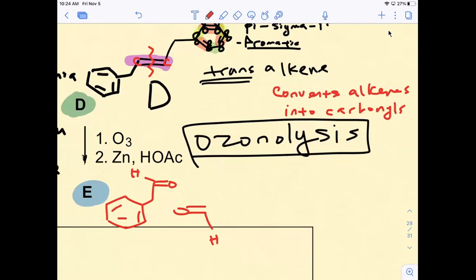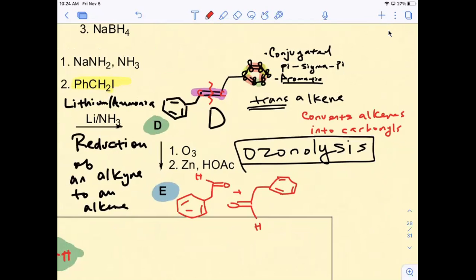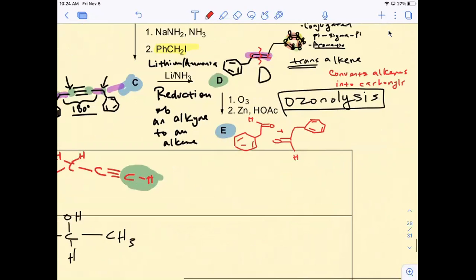It's going to be an aldehyde on the other side. Like that. Right? So a pi bond, if I do ozonolysis on it, I'm going to crack it in half and I'm going to get 2 carbonyls out of it. Right, so these will be my 2 products. I'm just going to copy them.